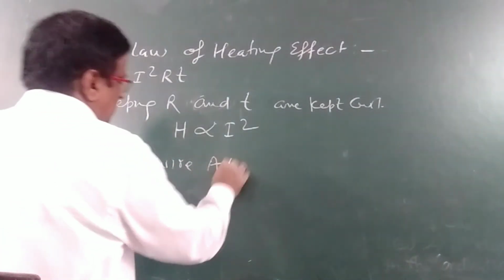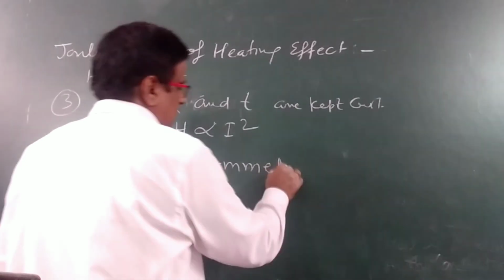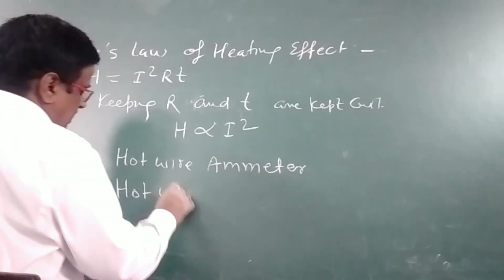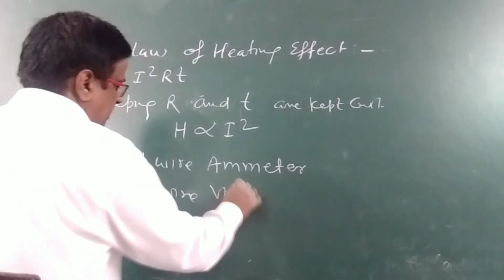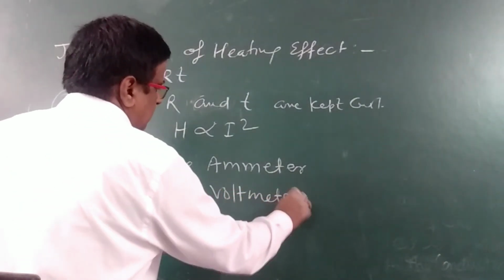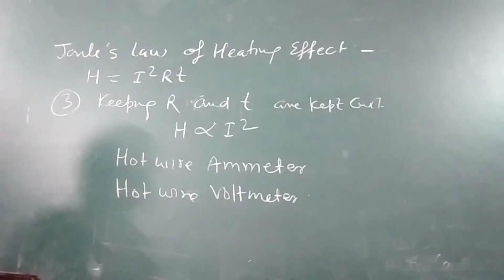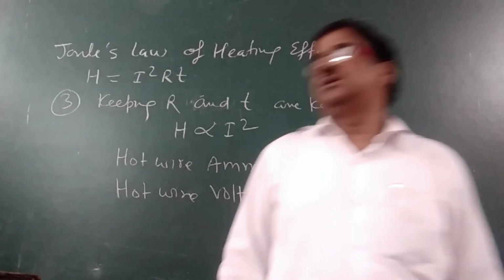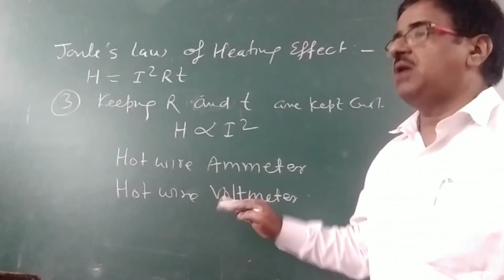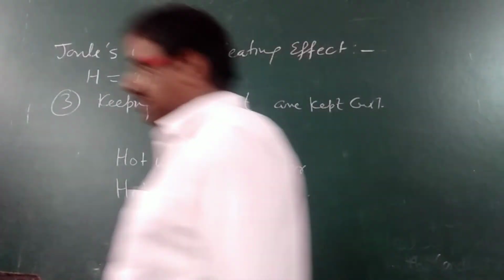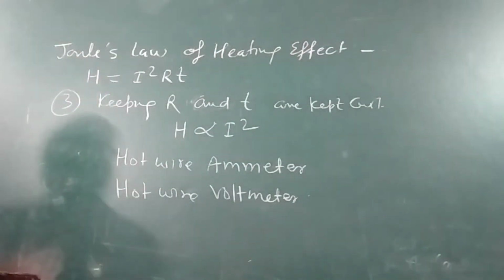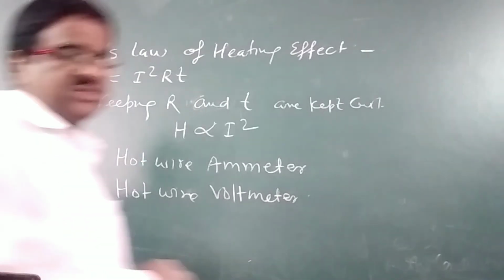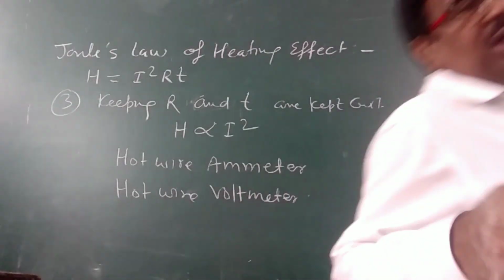On the basis of this, the hot wire ammeter or hot wire voltmeter is made. इसी प्रिंसिपल पे हॉट वायर एमीटर और हॉट वायर वोल्टमीटर और hot wire instruments, electrical instruments are made on the basis of this third law, H proportional to I square. This is Joule's law of heating effect.